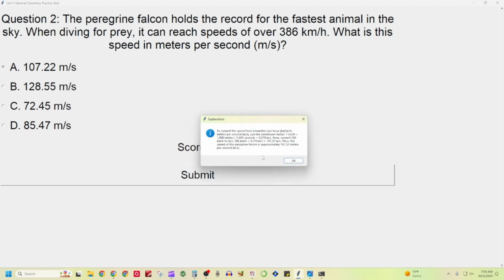To convert the speed from kilometers per hour to meters per second, use the conversion factor 1 kilometer per hour equals 1,000 meters divided by 3,600 seconds equals 0.278 meters per second. Now convert the 386 kilometers per hour to meters per second, which is what we did, multiply it out, and we get 107.22.